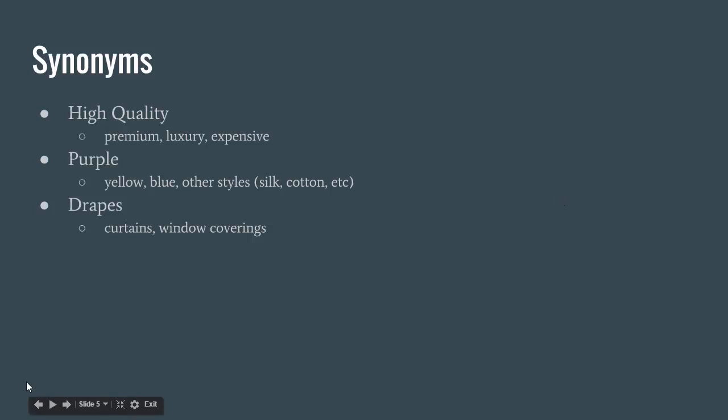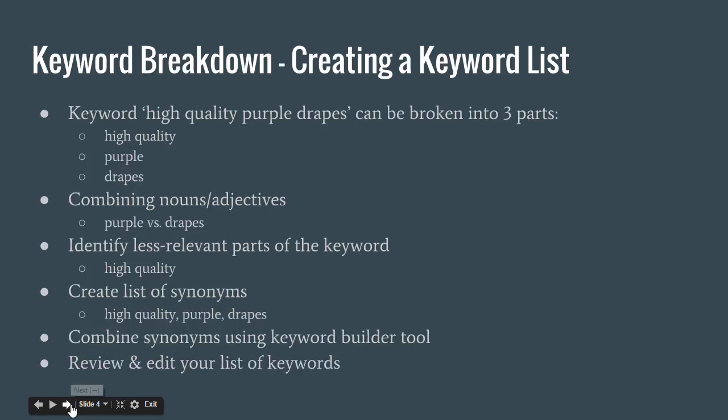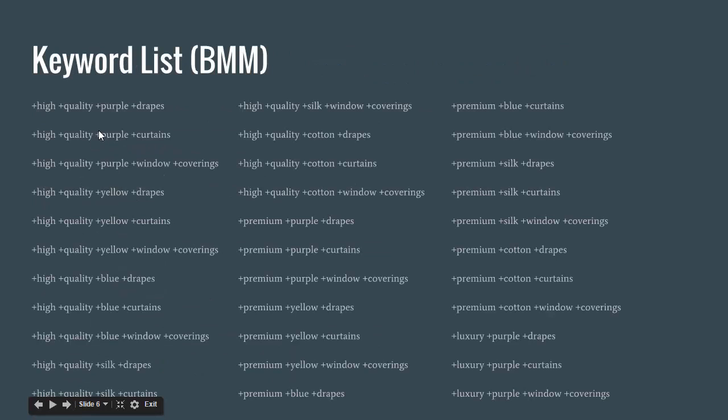So if we go back a slide, what was the next step? I think it's combining them. So creating the list of keywords and then combining the synonyms using the keyword builder tool. There's a lot of keyword builder tools that you can use online to combine these keywords, but basically you insert all of these keywords in, and it spits out a list of all of these keywords put together. So you can see this list here: high quality purple drapes, high quality purple curtains, high quality purple window coverings, high quality yellow drapes, high quality yellow curtains, high quality, etc., etc., etc.